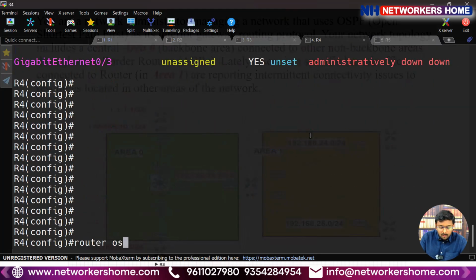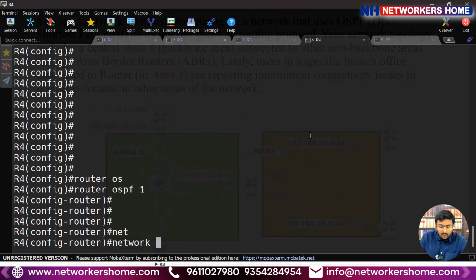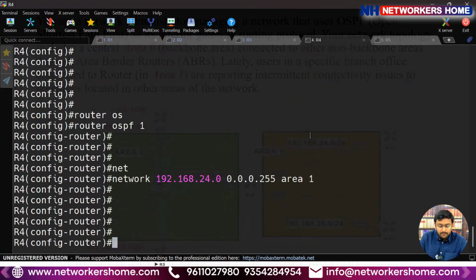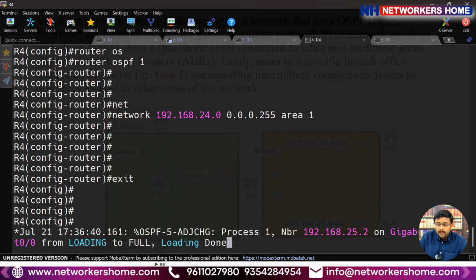Come to router 4. Router OSPF 1 and network 192.168.24.0, 0.0.0.255, and area is going to be 1. Give exit. Next, come to router 5.